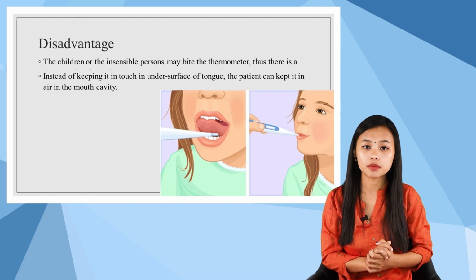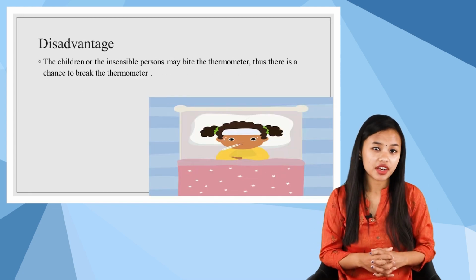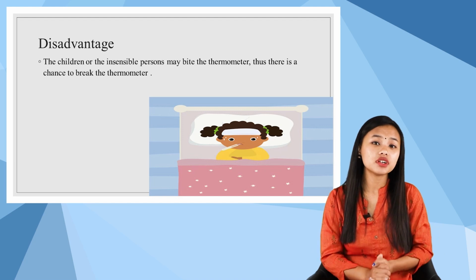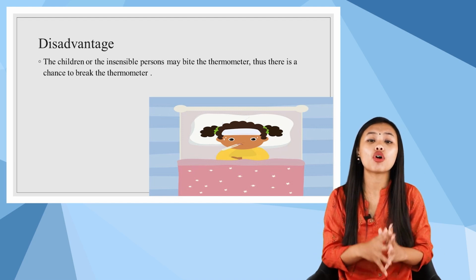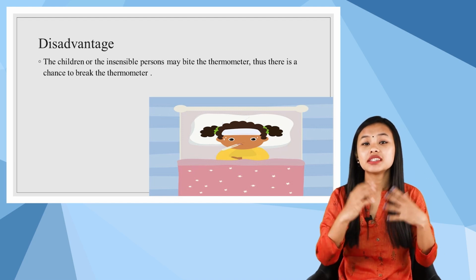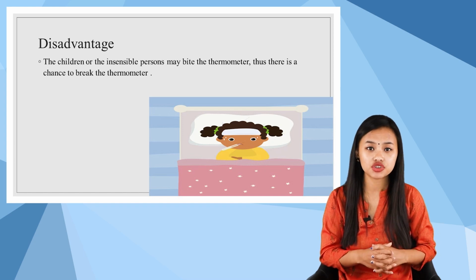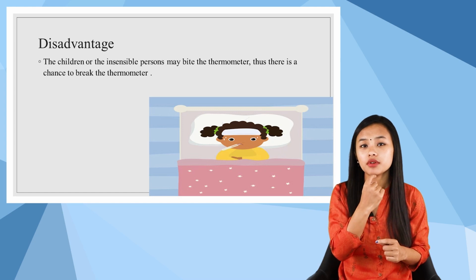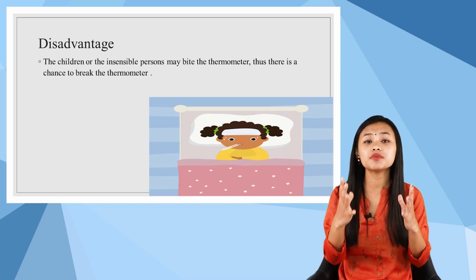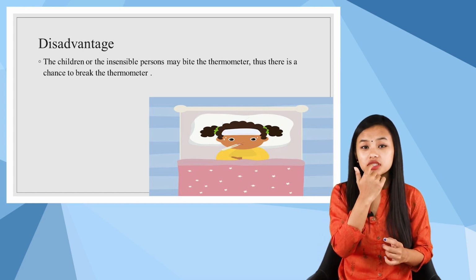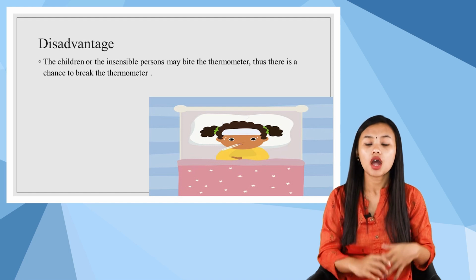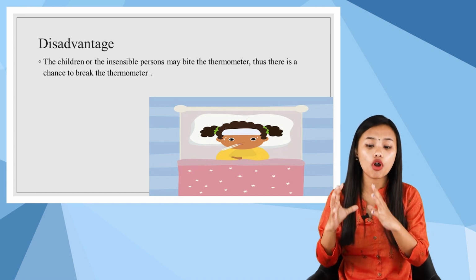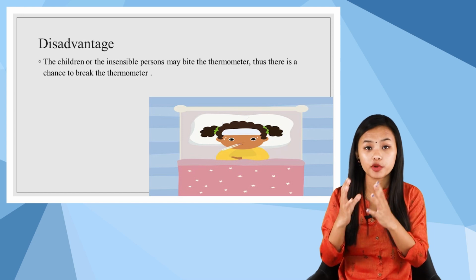procedure to be performed. However, there are certain disadvantages as well. If the nurse does not know the correct location or how to place the thermometer, then this can serve as a disadvantage. And instead of keeping the thermometer in the sublingual area, that is under the tongue, if she keeps it just in the mouth, in the oral cavity, then there is a possibility of recording a false temperature.